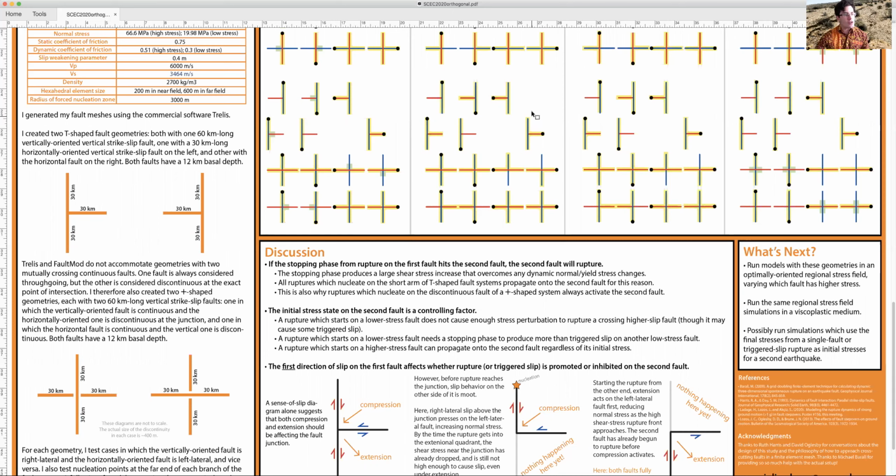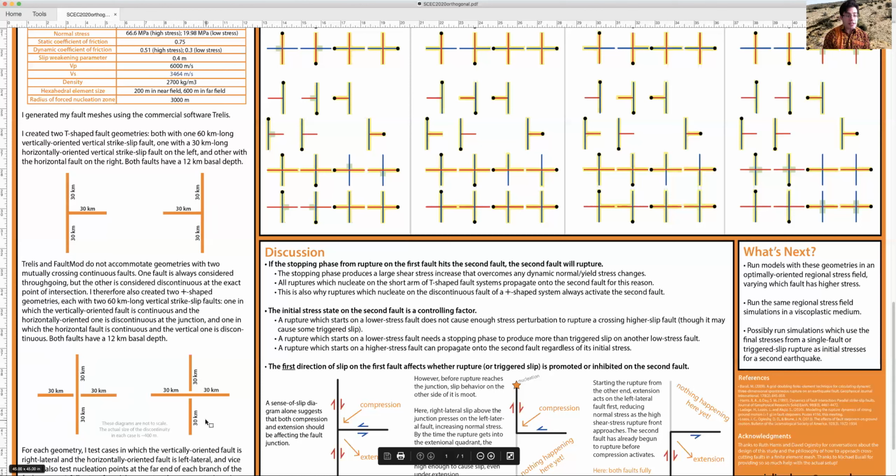But for now, my basic fault geometries are: I have a vertically oriented 60 kilometer long fault, which I'm going to call the vertical fault. They all have vertical dips. And then a 30 kilometer long other fault that splays off of it from the middle, either to the right or to the left. I'm going to call that the horizontal fault, although it also has vertical dip. I also have some plus sign shaped fault systems. The reason I have two different ones here is just that our method doesn't allow two mutually cross-cutting faults. One has to be discontinuous at the junction. So I have one where the vertical fault is continuous and the horizontal is discontinuous, and then vice versa.